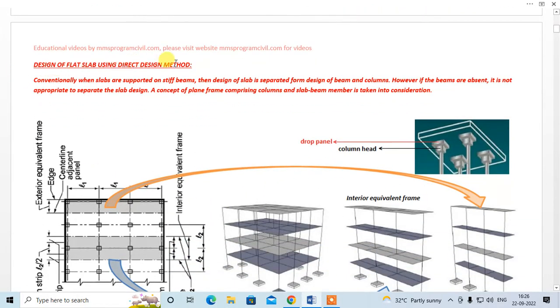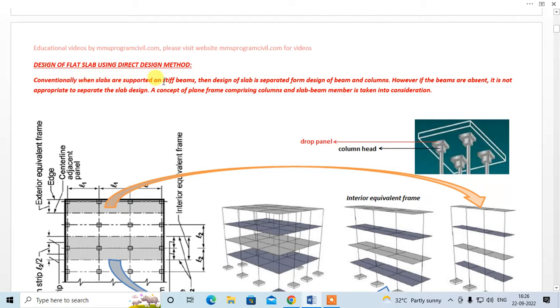Design of flat slab using direct design method. Actually, there are two methods suggested by the code for the design of flat slab. One is direct design method, the other is equivalent frame method. We'll see both the methods. So let us start with the basics.